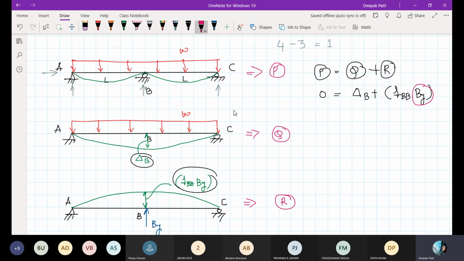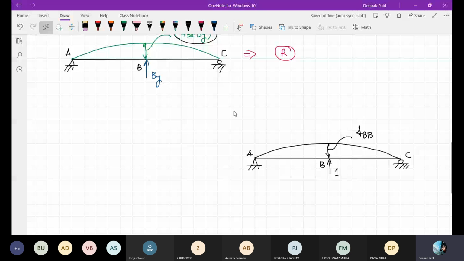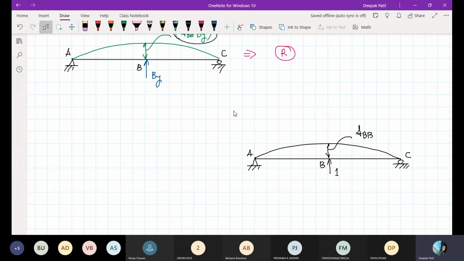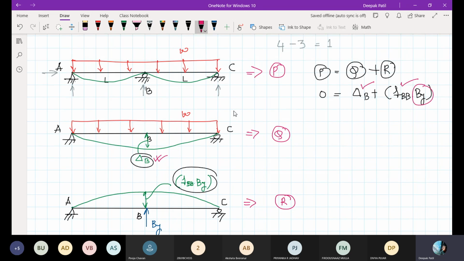So delta B is the deflection at B in structure Q. Structure Q is a determinate one, so you can find the delta B value. Many methods are there, which I told you already. This structure is also a determinate structure. You can find the value of FBB using many methods, which I already told you. So delta B can be found, FBB also can be found. So in this equation, the only unknown which remains is BY, which you can find very easily.